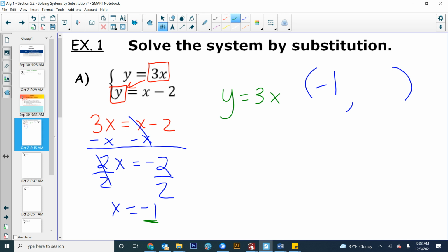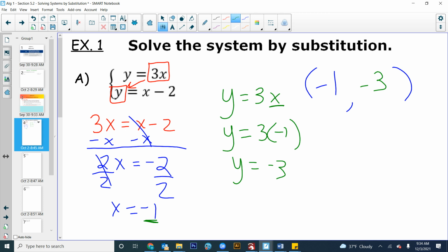I'm going to take my -1 and put it right there for x. So instead of 3 times x, it's 3 times -1. I substituted it back in to get my y. I already got my x. Now I need to get my y. What's 3 times -1, guys? And that I am done.